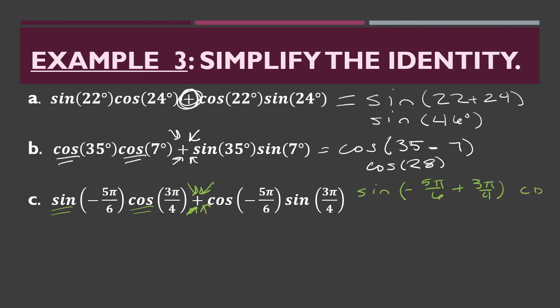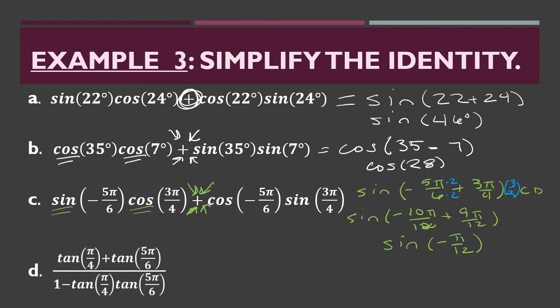So if we go through the process of finding a common denominator, the common denominator of 6 and 4 is 12. So here I'm going to multiply by 3 over 3. And here I'm going to multiply by 2 over 2. So I end up with the sine of -10 pi over 12 plus 9 pi over 12. And in the end, this is going to give me the sine of -pi over 12. All right, moving on to the last example.